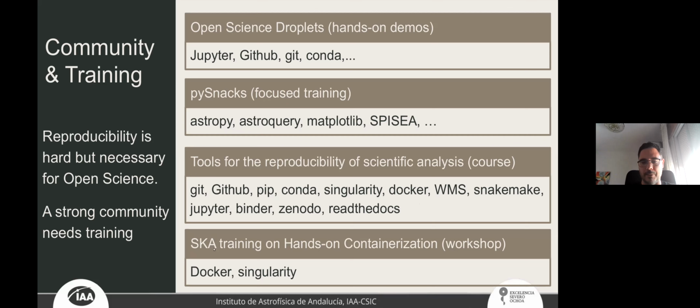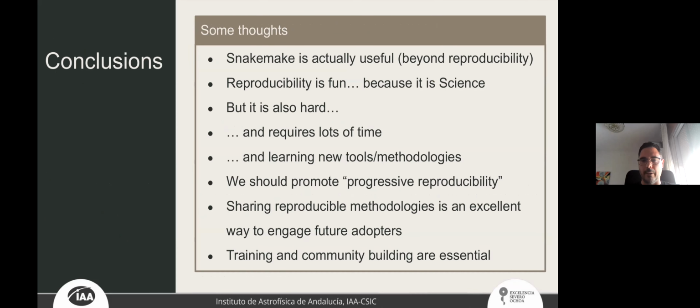And also, as Alex also mentioned yesterday, the SKA training hands-on on containerization. I think that's also useful to at least help people get familiar with some tools that are available. So just some final thoughts. I think SnakeMake is actually useful and fun, and that's beyond reproducibility. It's useful because it helps yourself. So that's a good thing.